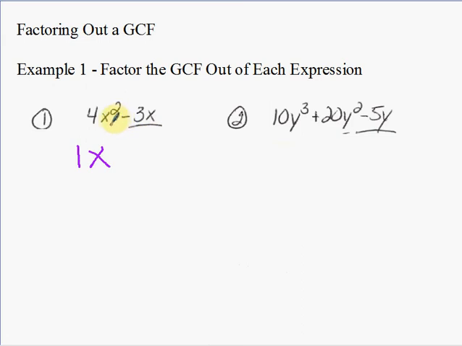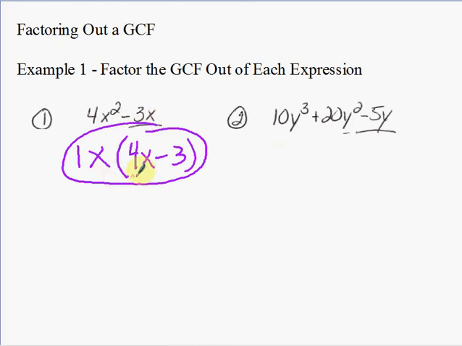What's the exponent on that x? Well, I have a 2, and I have a 1, and I always put the smaller one, so I'm going to put a 1. I'm not actually going to write it, but it's there. Now I'm going to start parentheses, and when I start my parentheses, what goes in it is what I have to multiply 1x by to get my two original terms. So this 1x times what gives me 4x squared? Well, that'd be 4x. And 1x times what gives me negative 3x? That would be negative 3. So that would be my answer right there. 1x times the quantity 4x minus 3.